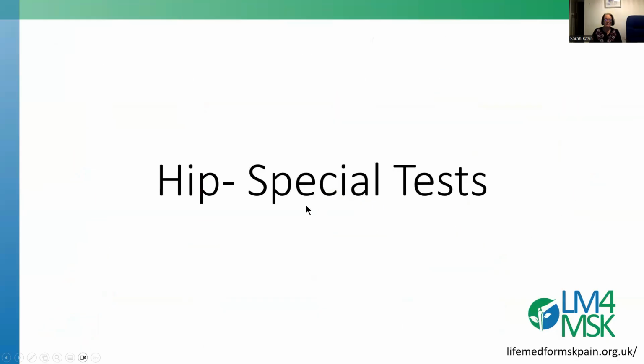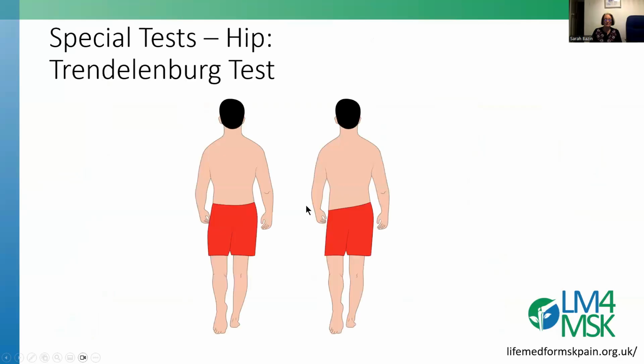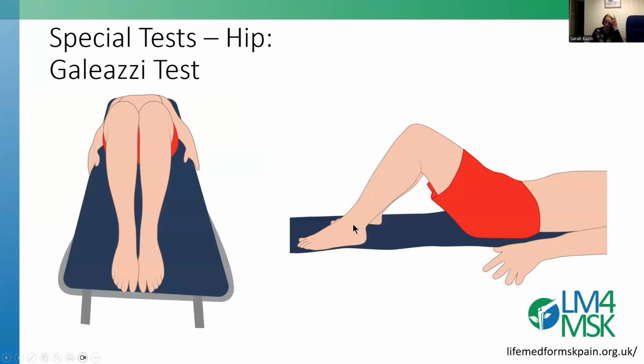But there are a few special tests in the hip. This is the Trendelenburg test. The gluteus medius is holding the hip on either side. But if there is damage to the hip on this side, as you keep the right leg on the floor and try to lift the left leg, the left hip drops down. And that is because the gluteus medius on this side is not strong enough to hold the pelvis up. That is the Trendelenburg test.